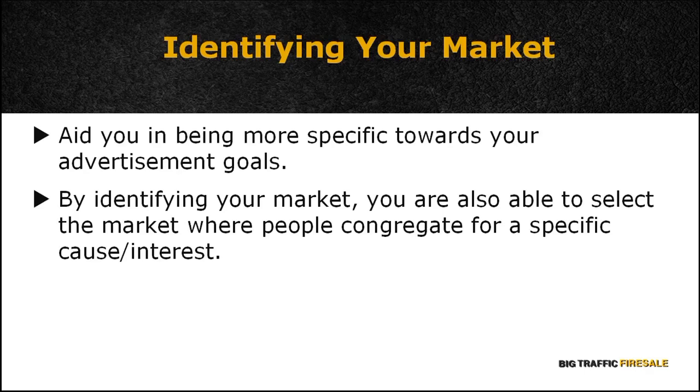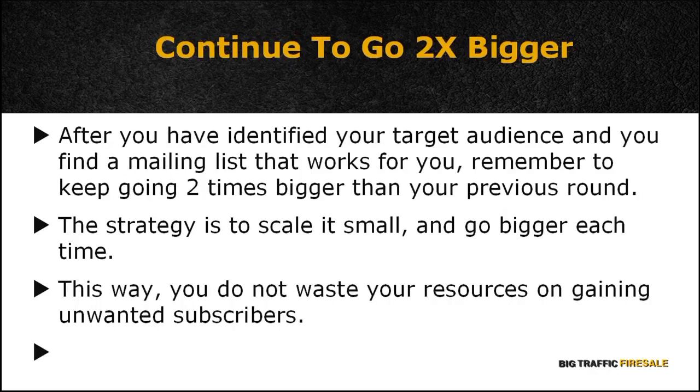By identifying your market, you're also able to select the market where people congregate for a specific cause or interest. After you've identified your target audience and you find a mailing list that works for you, remember to keep going 2 times bigger than your previous round. For instance, if you purchase 50 subscribers on a list and it works for you, continue with 100 subscribers for the next round. Continue to do the same each round until you have accumulated your ideal list for your advertisements.